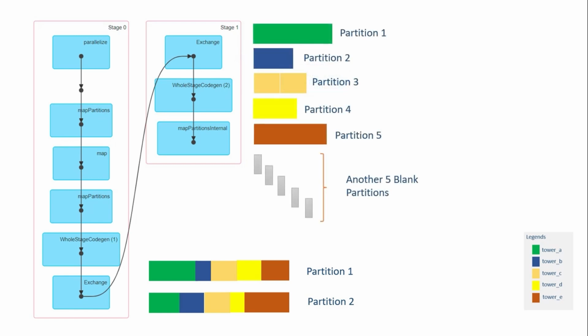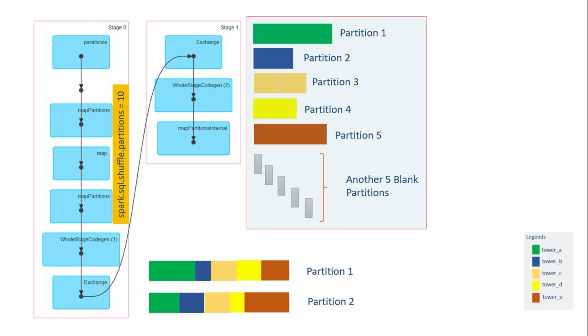Wait a minute. What is this? Let me explain. Let's assume I configured Spark SQL shuffle partitions equal to 10. I know the default value for this configuration is 200, but I also know I do not have 200 unique towers. I'm running a query to group by towers. So I reduced the number of shuffle partitions to 10. So the shuffle sort will create 10 partitions in the exchange. Even if I have only 5 unique values, the shuffle sort will create 10 partitions. 5 of them will have data and the remaining 5 will be blank partitions.